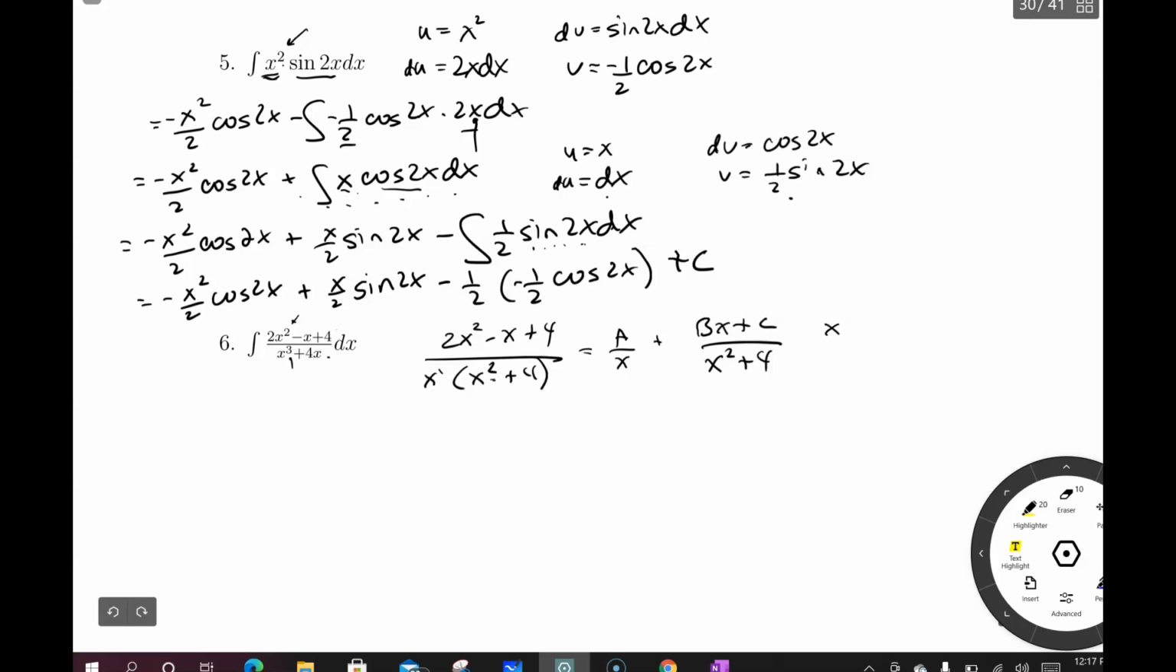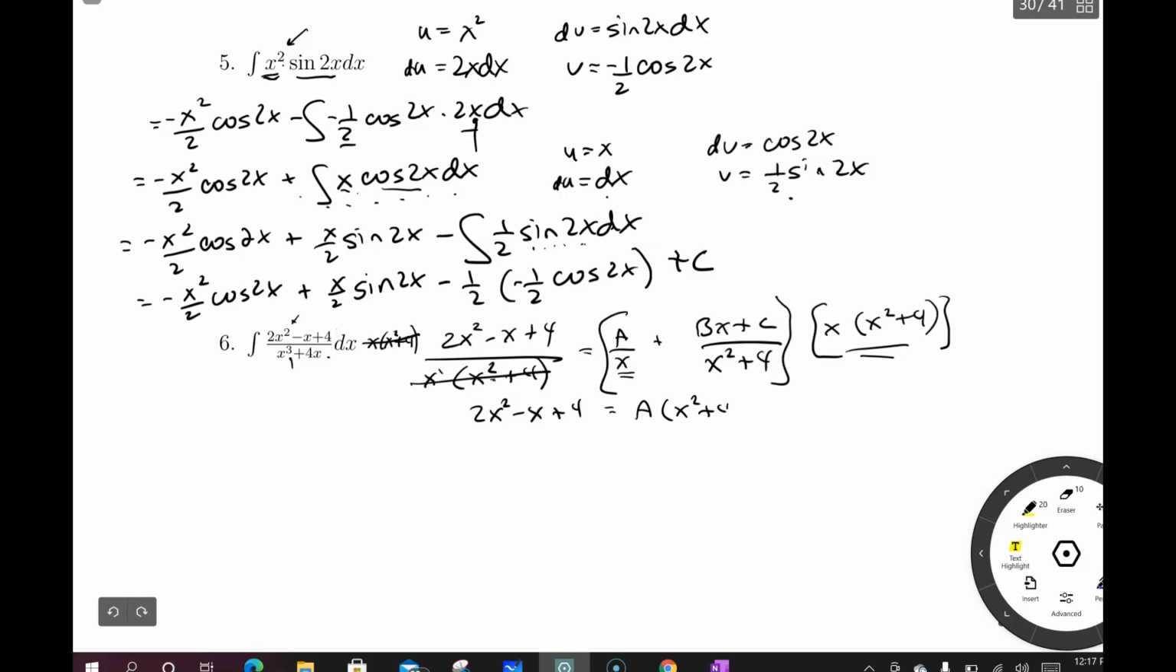Okay, so here's where I multiply both sides by this denominator. So x times x squared plus 4. Okay, so these cancel. So this left-hand side, I'm left with this. When I multiply this times this, I get A times x squared plus 4. And then when I multiply this times this, I get plus Bx plus C times x. So be really careful with parentheses here.